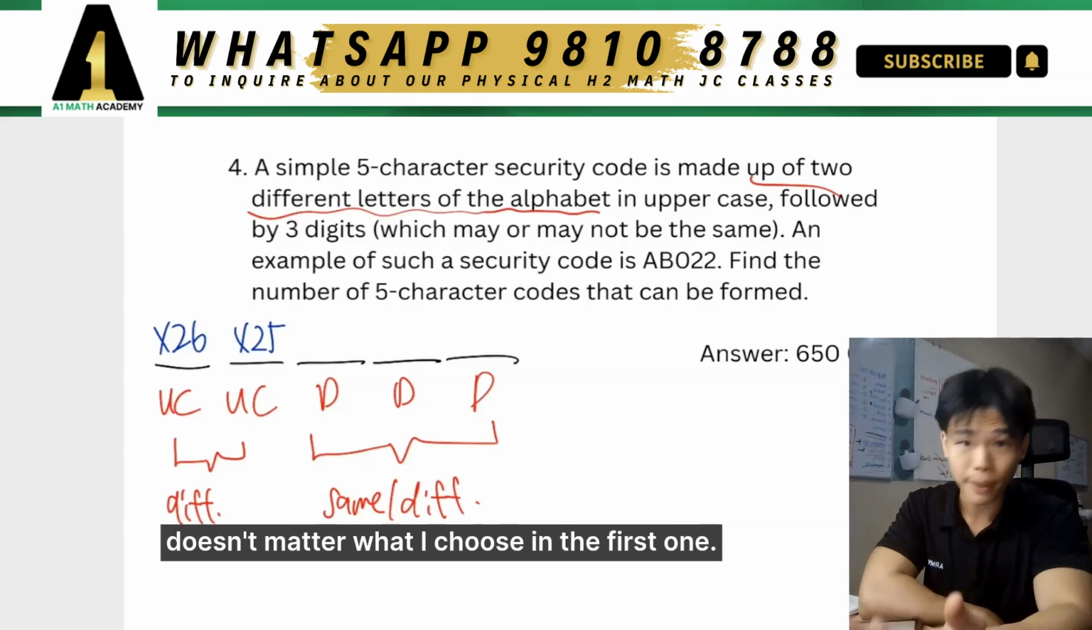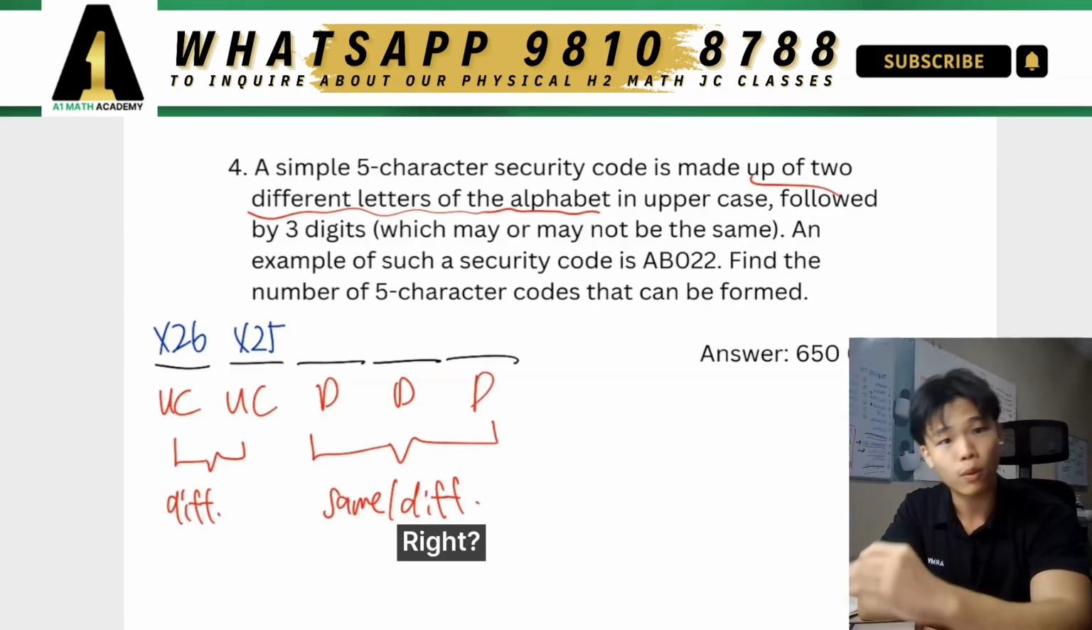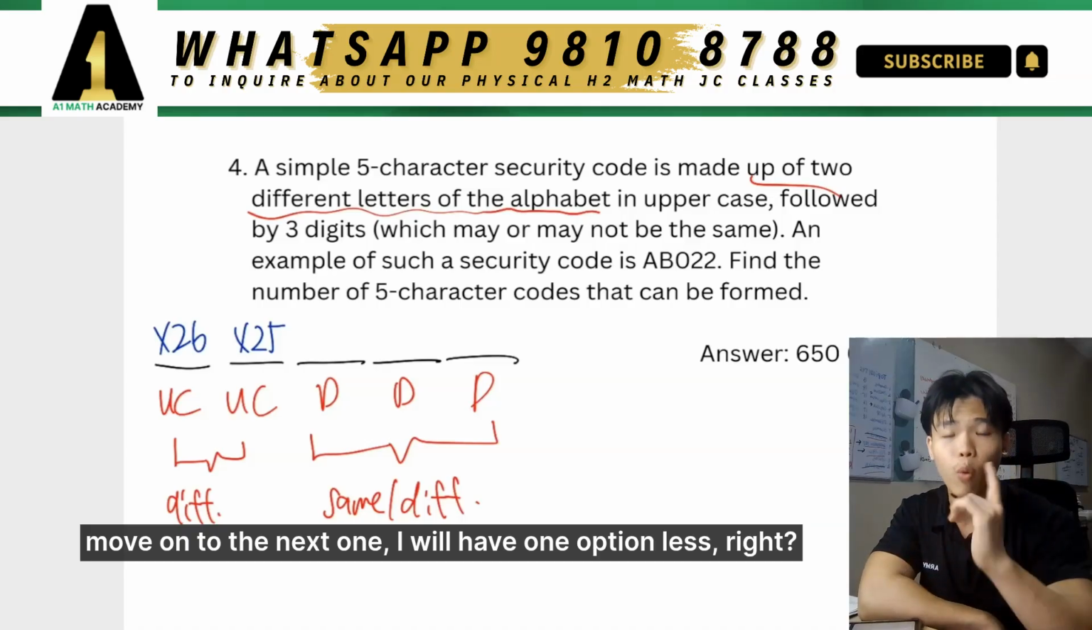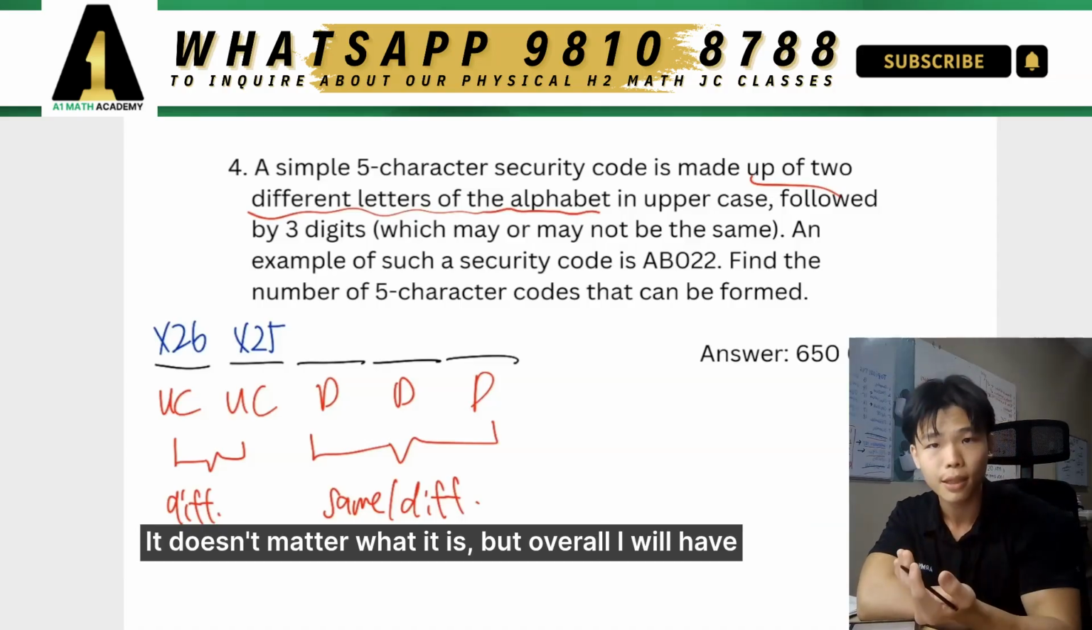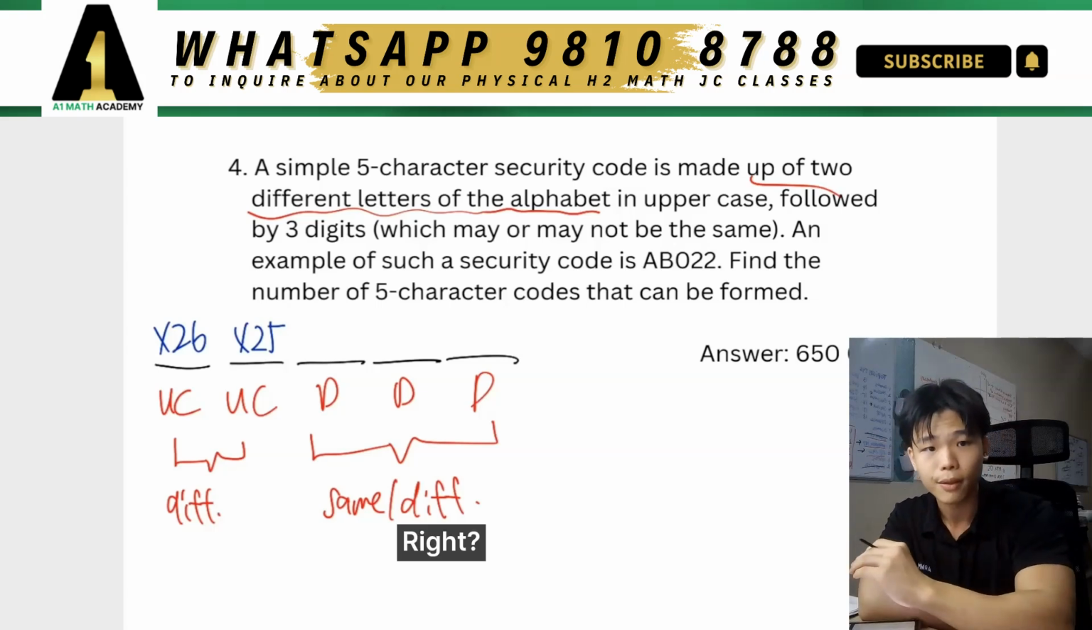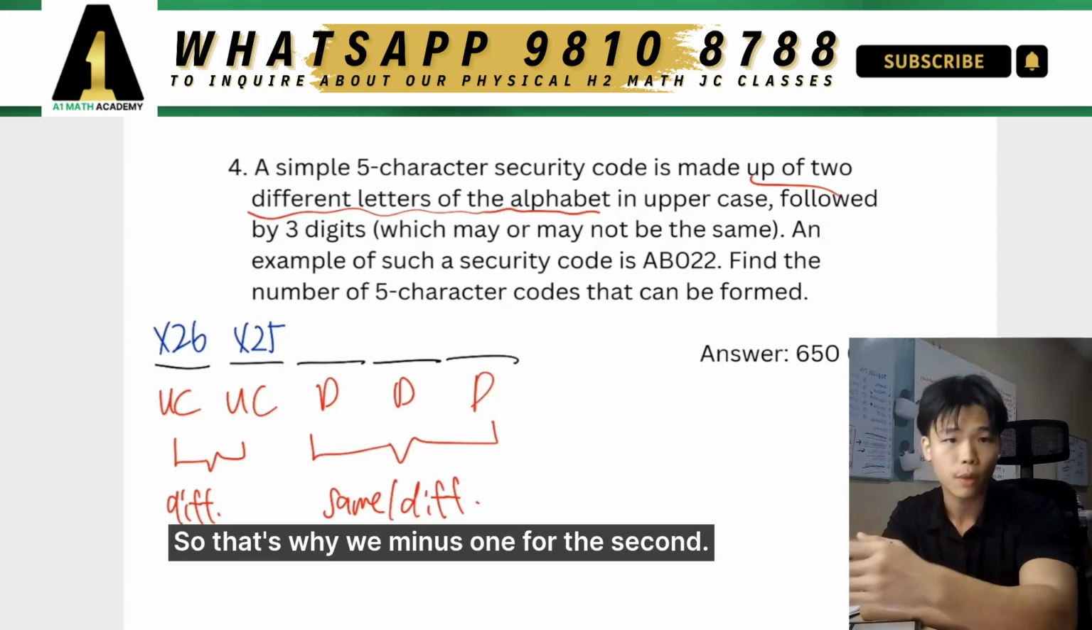Because it doesn't matter what I choose in the first one. Once I've chosen the first alphabet, and then when I move on to the next one, I will have one option less, right? It doesn't matter what it is. But overall, I will have one option less because I've already chosen one. So that's why we minus one for the second.